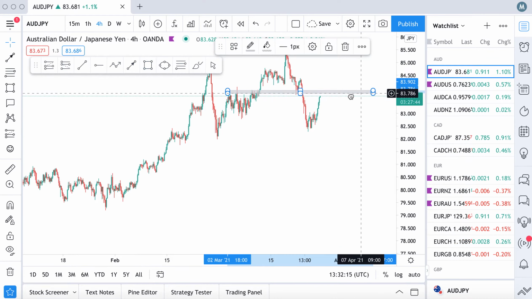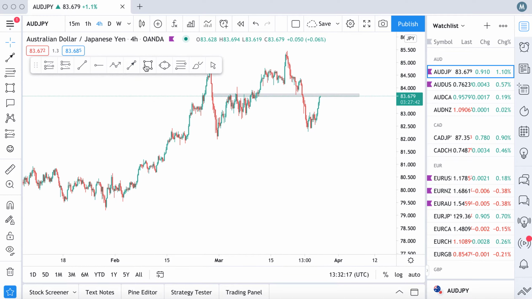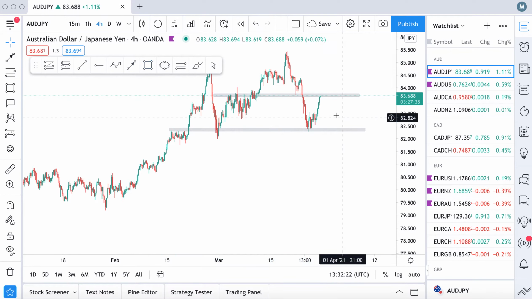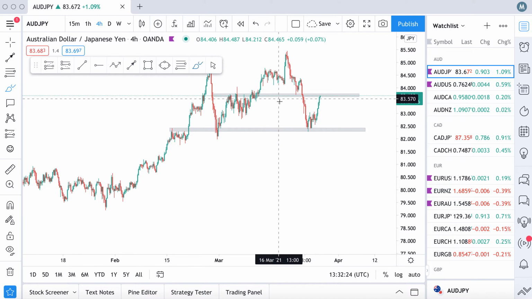And this is where I'll actually identify some key zones where price may take a turn. So here I could see a key zone right here. There's a key zone right here. And these key zones are very important because this is actually what executes my trade.